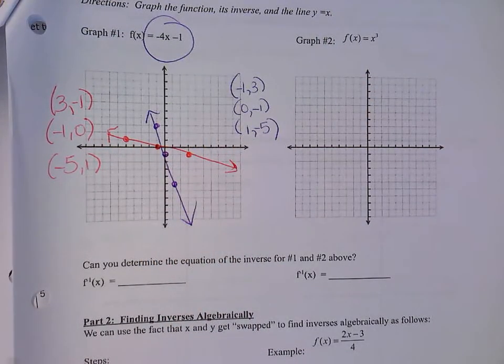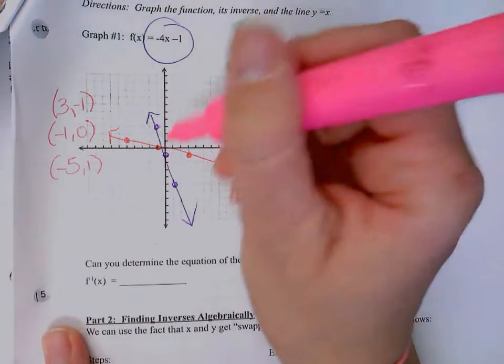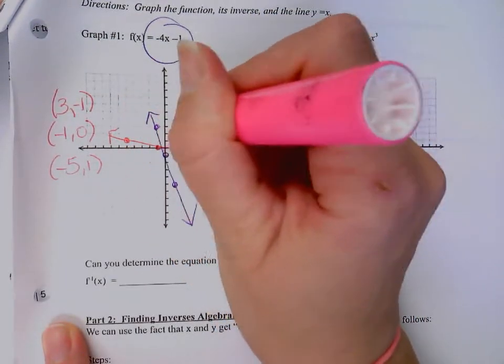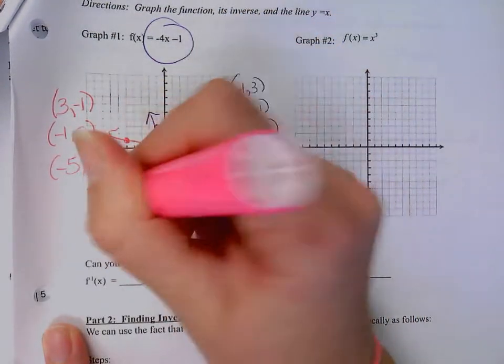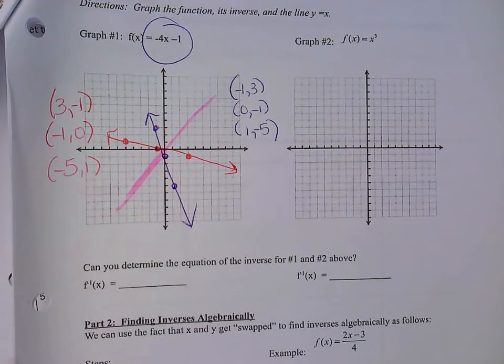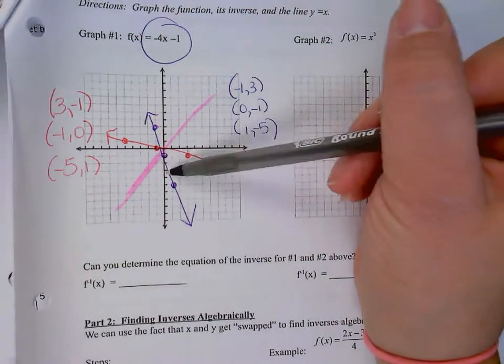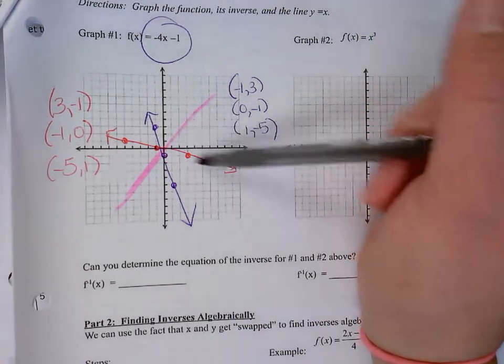So if I draw in my mirror image of y equals x, it should be a reflection over that. So this is reflected over here and this is reflected over here.